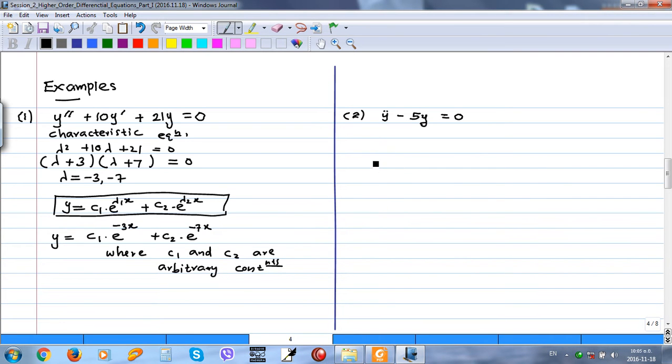The second example is y double dot minus 5y equals 0. So we can write the characteristic equation.